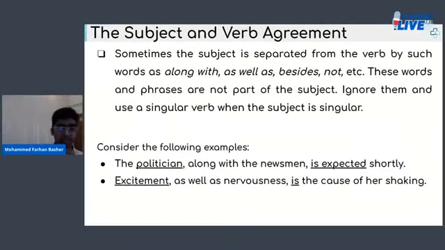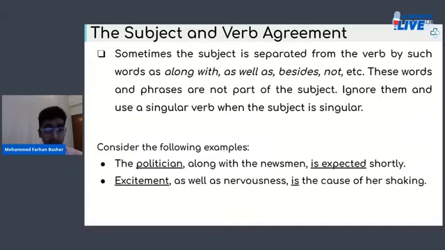So many a time we will come across certain subject phrases where we have the main subject immediately followed by another subordinate or secondary subject, but this particular secondary subject is connected to the main subject with phrases like as well as, besides, along with. So do we take the secondary subject into consideration and consider the entire subject phrase as plural? No, we don't. So what do we do? We only focus on the main, the primary subject here, such as the politician.